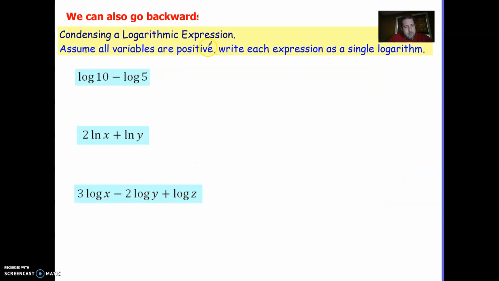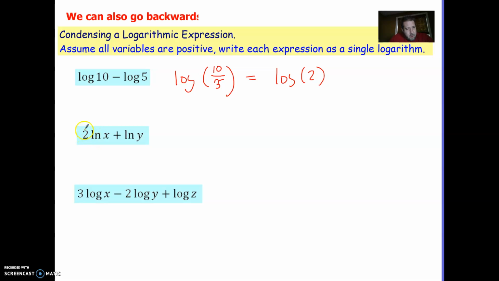So condensing a logarithmic expression. Okay, so now we did expansion. Now we're going to be condensing it back down again. So this is log base 10, because they're both base 10. So this is just natural log. So this is log of 10 divided by 5. And that's really the same thing as log of 2.